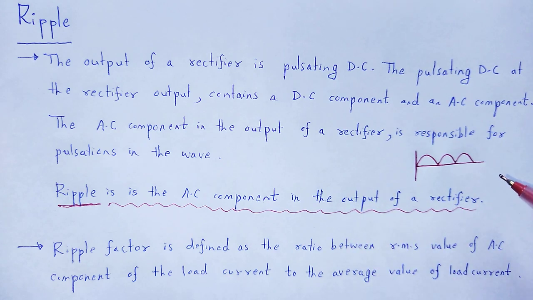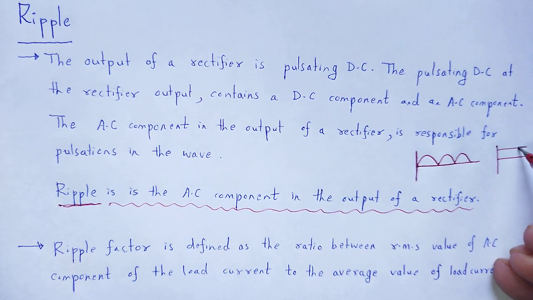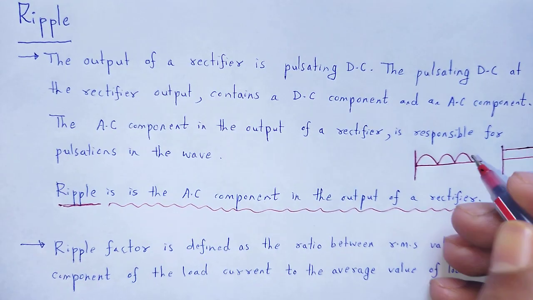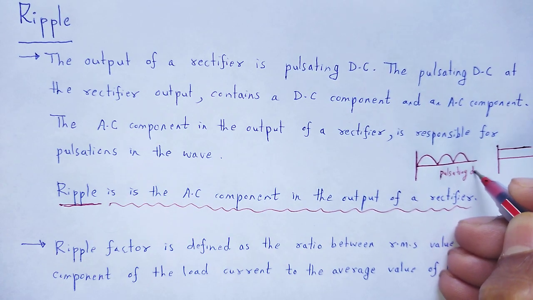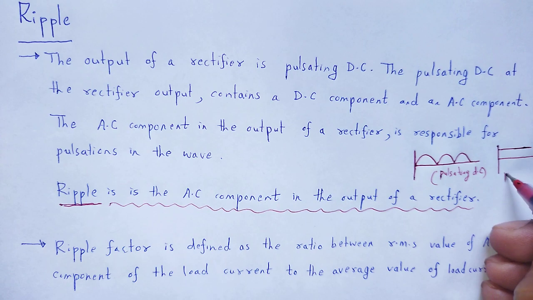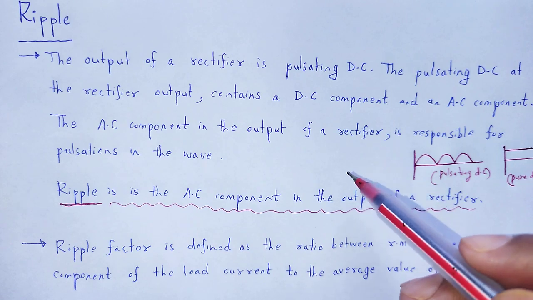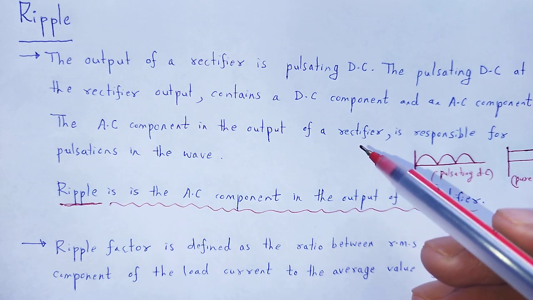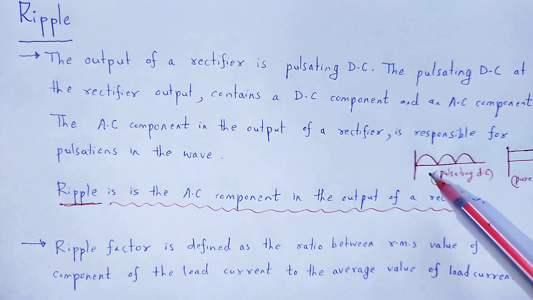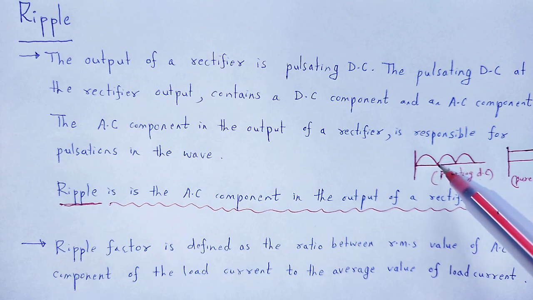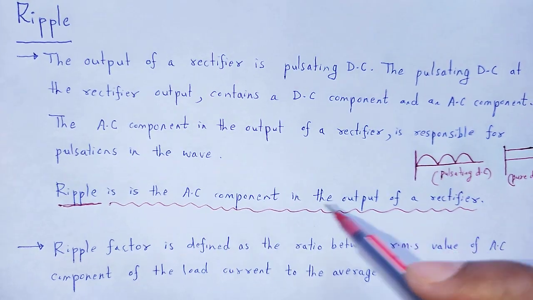But if we get pure DC, then the graph is just like this, that is the pure DC. This is pulsating DC, and this one is the pure DC form. The output of a rectifier is not pure DC, it is a pulsating DC, meaning a combination of AC and DC. So, that AC component is known as the ripple.